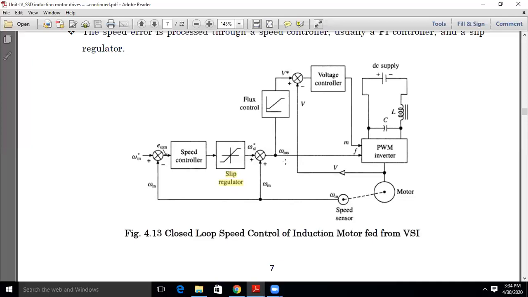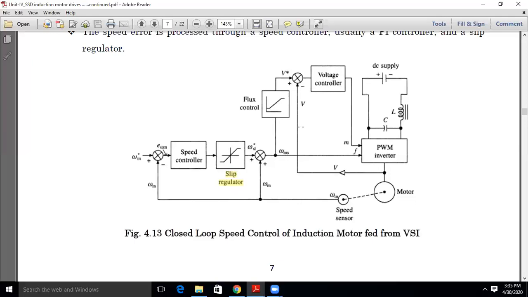The same omega s is also passed through the flux control. Why does it pass through the flux control? Generally, if you look at the operation of an induction motor, voltage is given as the input to the induction motor. The flux produced in the stator is proportional to the voltage given as input. Whatever the magnitude of voltage is, it decides the amount of flux set up in the stator. Here we are doing the reverse.